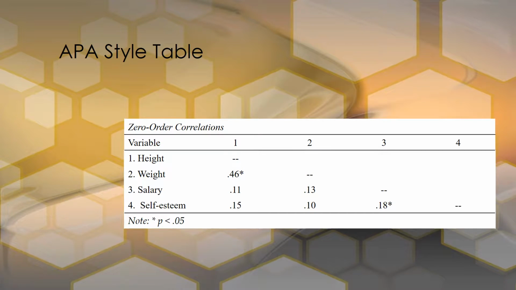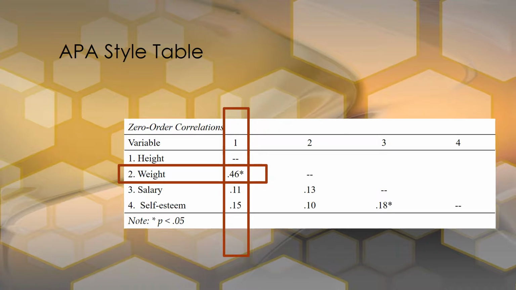Here's an APA style table. So we have 4 variables here: height, weight, salary, and self-esteem. And we're going to find the correlation for them. So this first one here is 0.46, and that is the relationship between weight and salary.